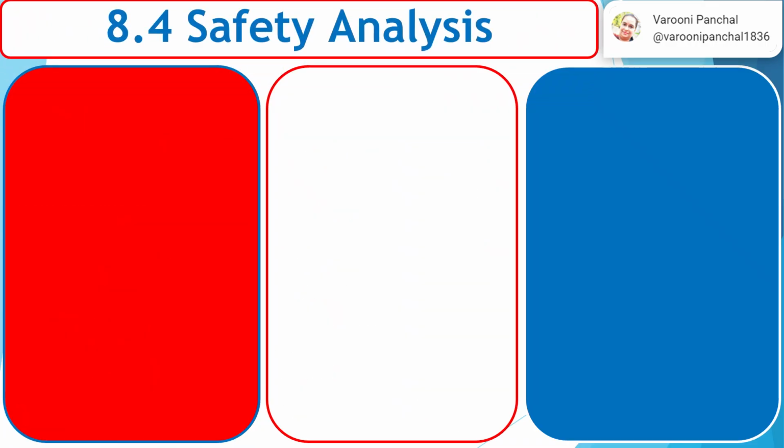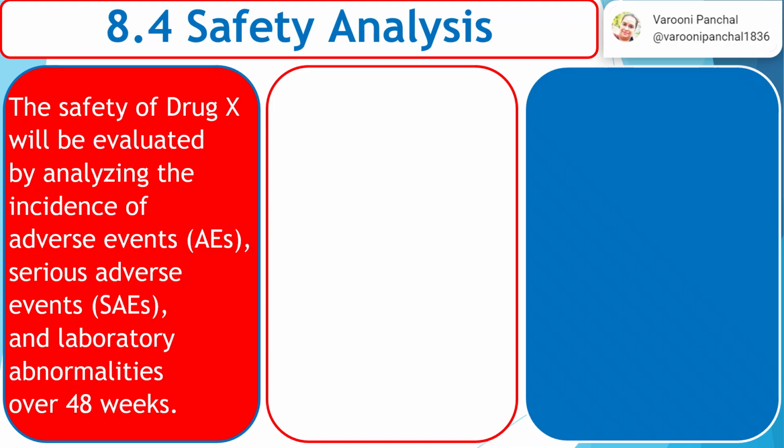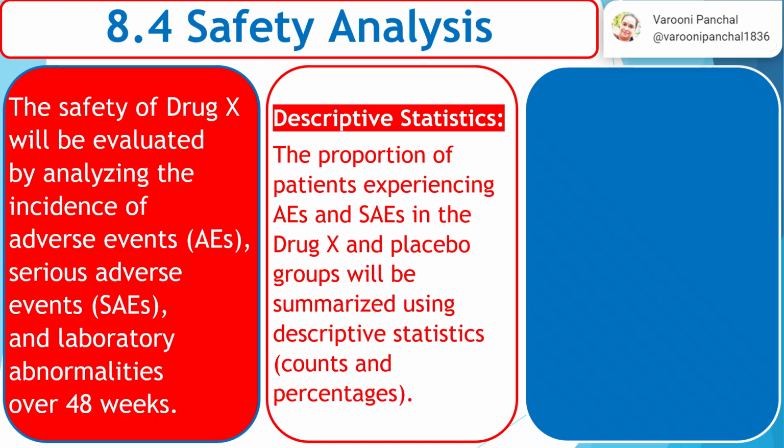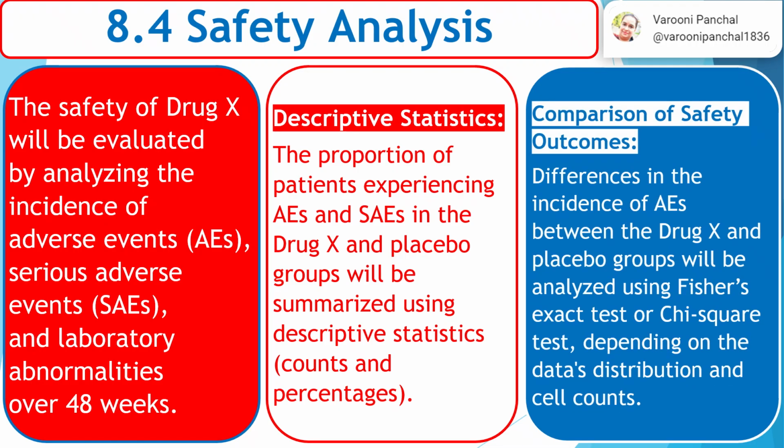8.4 Safety analysis. The safety of Drug X will be evaluated by analyzing the incidence of adverse events, AEs, serious adverse events, SAEs, and laboratory abnormalities over 48 weeks. Descriptive statistics. The proportion of patients experiencing AEs and SAEs in the Drug X and placebo groups will be summarized using descriptive statistics, counts and percentages. Comparison of safety outcomes. Differences in the incidence of AEs between the Drug X and placebo groups will be analyzed using Fisher's exact test or chi-square test, depending on the data's distribution and cell counts.